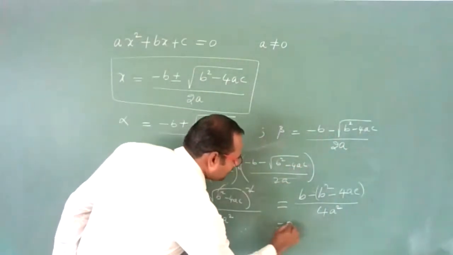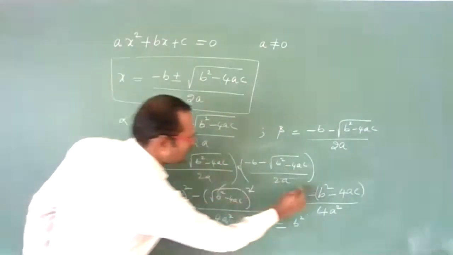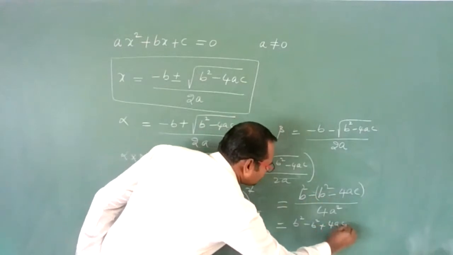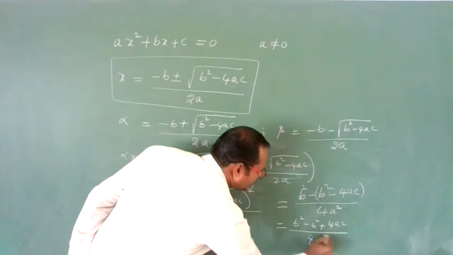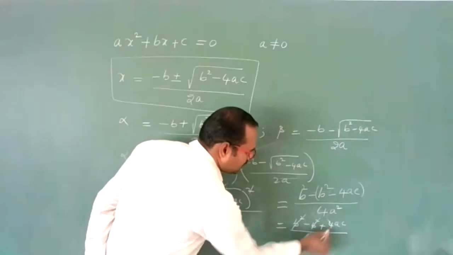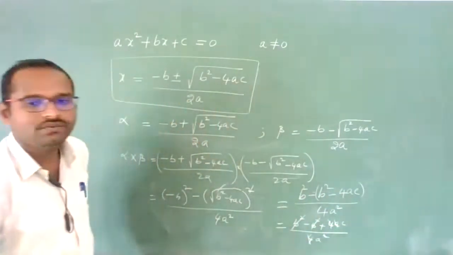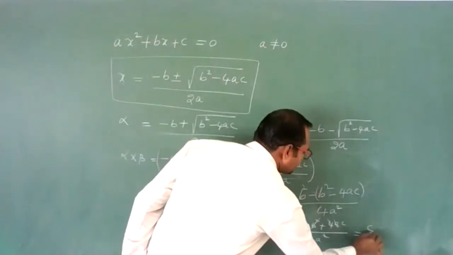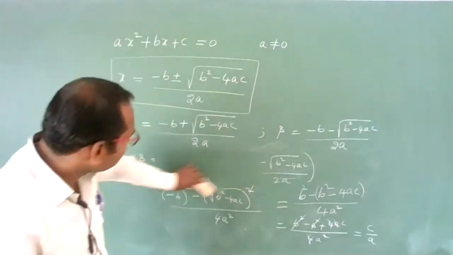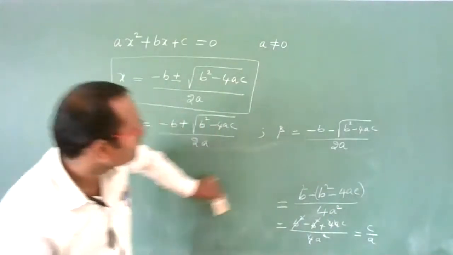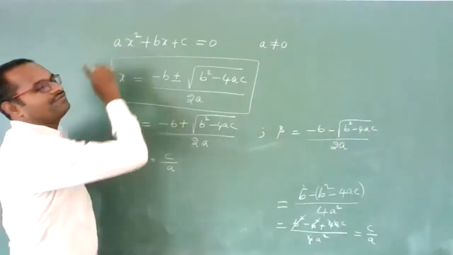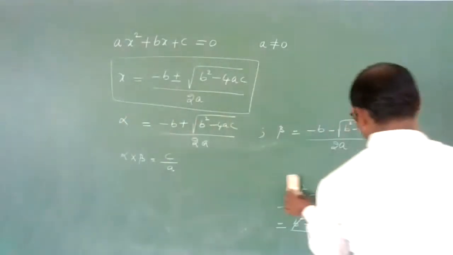Now it will become b square minus b square minus of minus plus 4ac, divided by 4a square. Plus b square minus b square cancel, 4 cancels, and a with a cancels. What do you get as the final result? You get c by a. Clear? If you take the product of the two roots of that equation, you will always get c by a, meaning the constant term divided by the coefficient of x square. Just remember this.